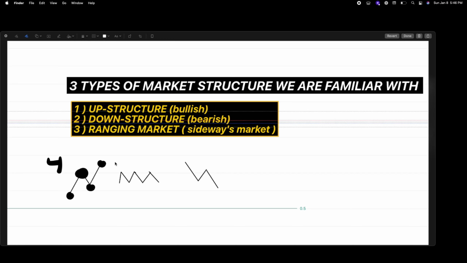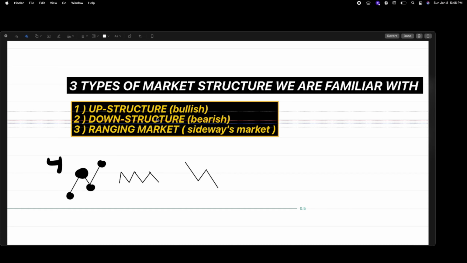And ranging structure, I don't typically trade ranging structure, but you can. But when you're in ranging structure, you have equal highs. Sometimes they go out the range. You can trade that however you like, but I don't trade sideways markets.